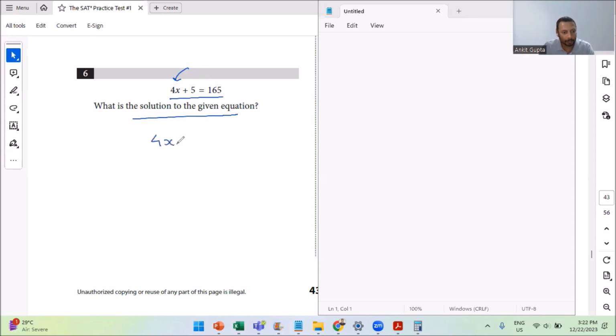So if we do that, we will get 4x is equal to 165 minus 5, which is equal to 160. That means x will be equal to 160 divided by 4, which is equal to 40. So the answer will be 40 in this case.